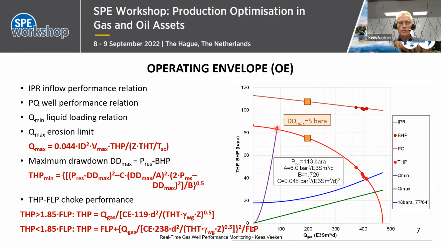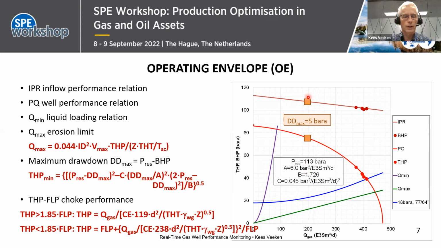And then there's a range of other stuff in there, and that basically defines your operating envelope. So there's the drawdown max. If you define a certain maximum drawdown, say 5 bar, 10 bar, 100 psi, 200 psi, you can actually calculate where that maximum drawdown is reached on those curves. So in this case, for 5 bar, for these specific parameters, inflow, outflow, you would be able to go up to 200,000 cubes a day, and then you would reach your maximum drawdown.